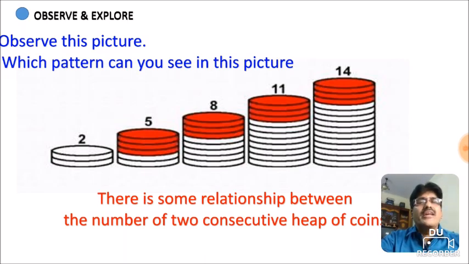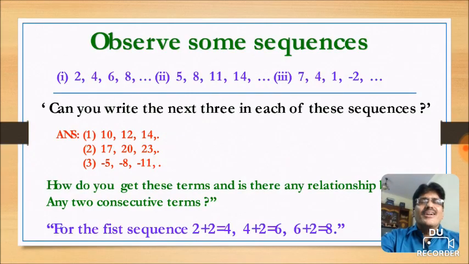2 plus 3, 5. 5 plus 3, 8. 8 plus 3, 11. 11 plus 3, 14. Is there a relationship between the numbers of two consecutive heaps of coins? Yes, you can understand properly. Now let us observe some sequences. 2, 4, 6, 8, etc. 5, 8, 11, 14 and so on. 7, 4, 1, minus 2 and so on. Can you write the next three terms in each of these sequences, students?